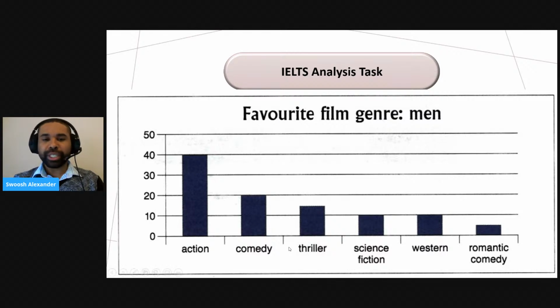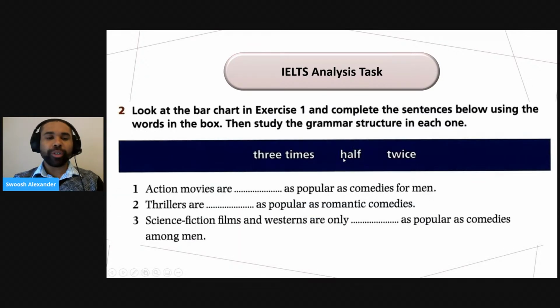So some great suggestions there, and some of your suggestions actually are very similar to the sentences we've got here. So here are 3 sentences that we could make. So action movies are what as popular as comedies for men? Which of these words or phrases could we use to complete this sentence? Let me know if you have any suggestions.